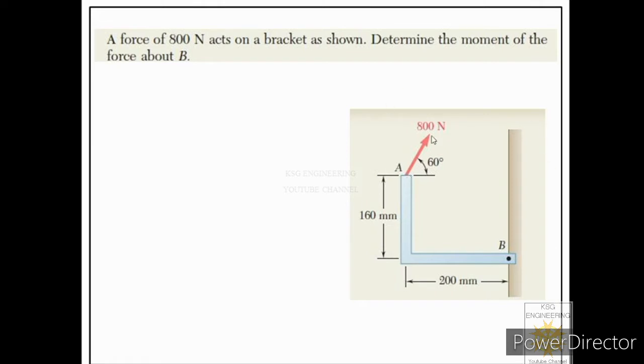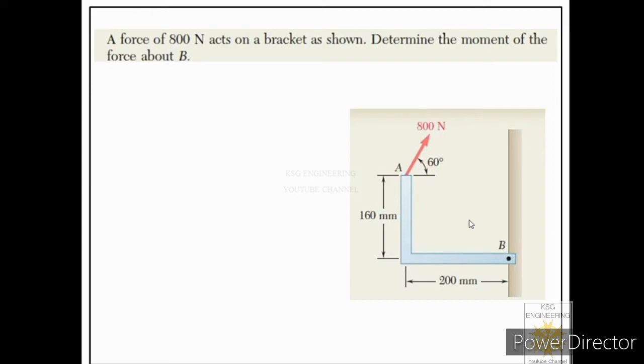So over here one bracket is given in the problem. In this bracket there are two points shown. One is labeled as point B and second is point A. This bracket is hinged to a wall, let us say at point B, and at point A one force is applied at an angle of 60 degrees and the magnitude of that force is 800 Newton. And we are asked to find the moment because of this force about this point B.